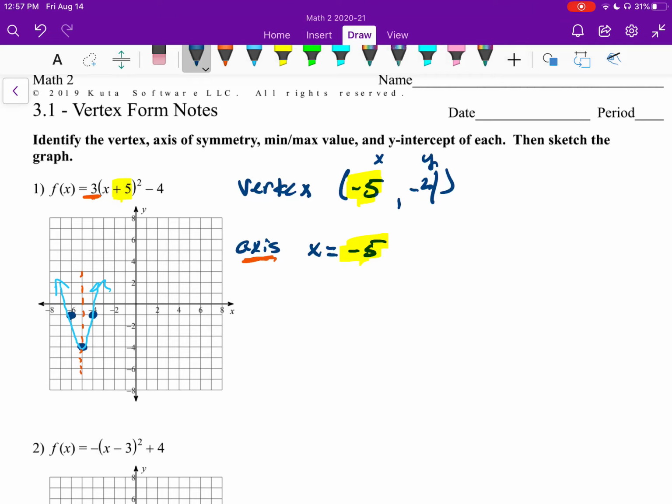All right, min or max value. Now we have to decide, is it going to be the min or is it going to be the max? Well, our parabola is facing up, which means it has a bottom, right? If it was facing down, it would have a top. So this right here is the bottom of our parabola. So we're going to have a min value of y equals -4. And I grab this -4 from the vertex.